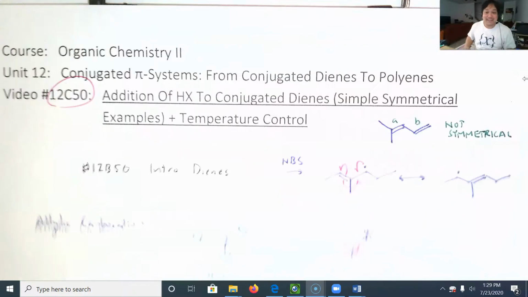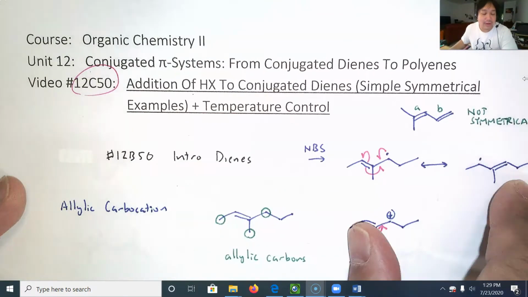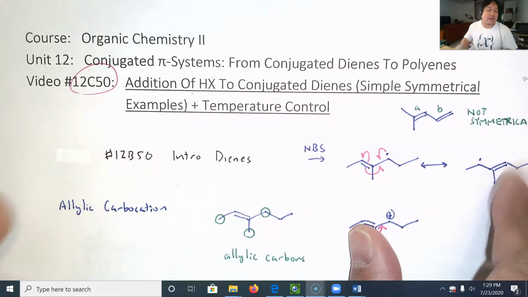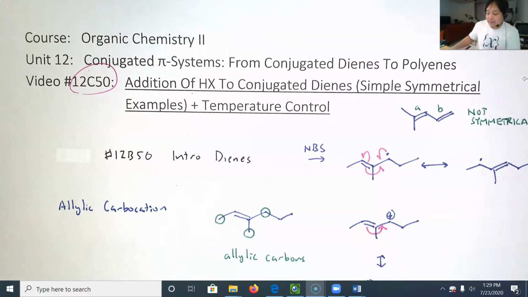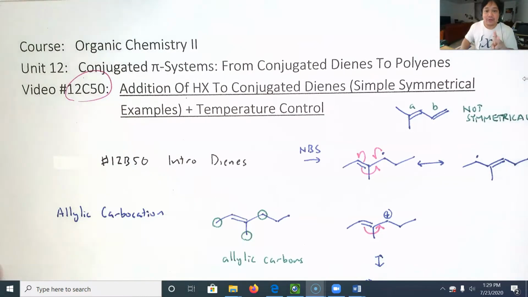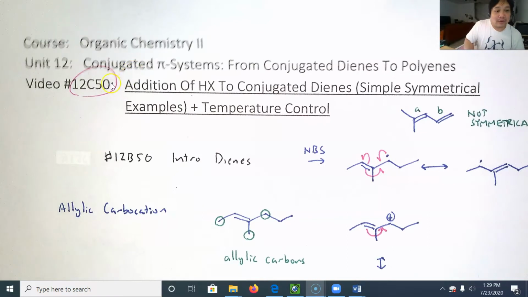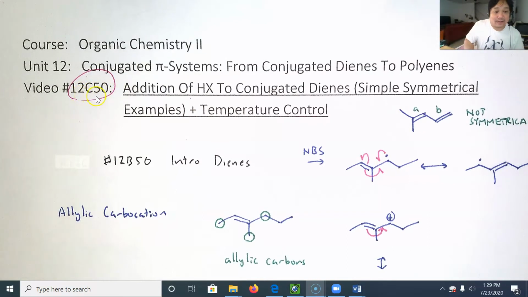Alrighty. For my class, we have one more reaction, and I think I'm going to try to fit that all into one video. But that will be it for conjugated pi systems, just 2 reactions. All right. We'll do the second one in video, I believe it would be 12D50.